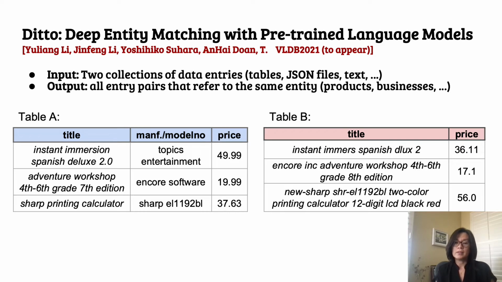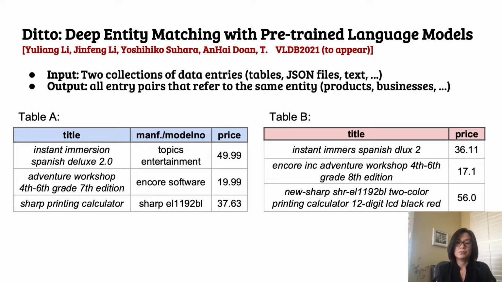So typically, entity matching systems take as input two data sources of the same type, but DITTO does not have this requirement. For example, the input to DITTO in one collection can be a relational table, and the other can be a JSON file, for example. It returns all pairs of entries that refer to the same real-world entity, such as a product or a company.